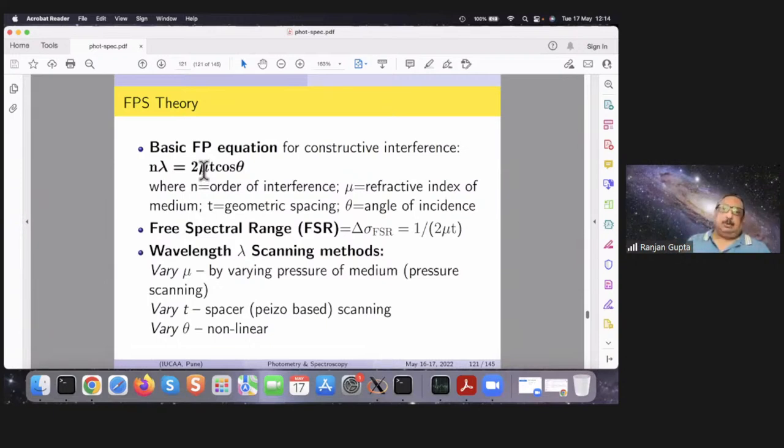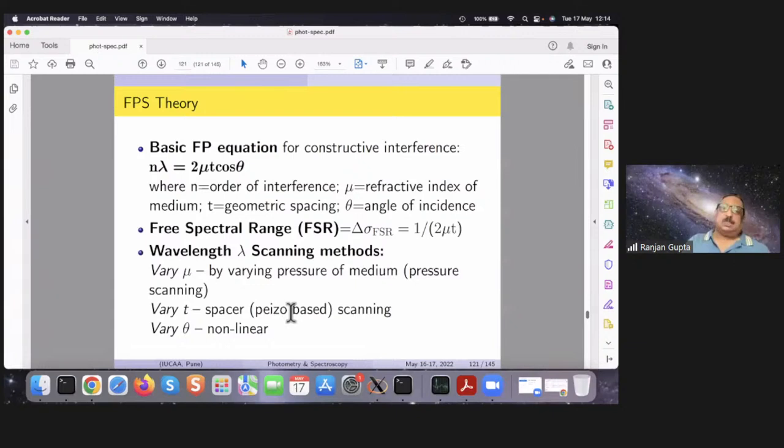So at a time, you will do only one. Suppose you want lambda to be changed, that is those fringes to move in the center or the rings to collapse. One way is to change the refractive index by pressure. Then spacer. And of course theta, but it's not so much used. And again, all these basic parameters like geometric spacing, order of interference, all that is there. So I'm skipping all this, but essentially concentrating again on this. Vary the mu, which is varying the pressure, and it is called pressure scan.